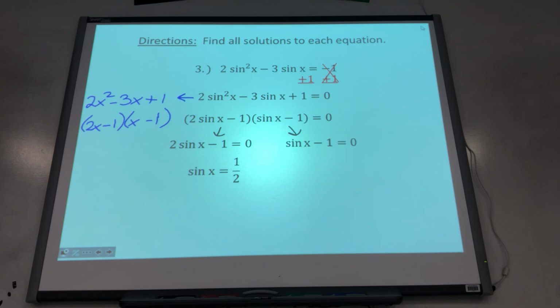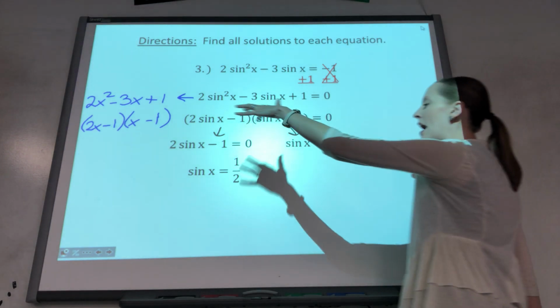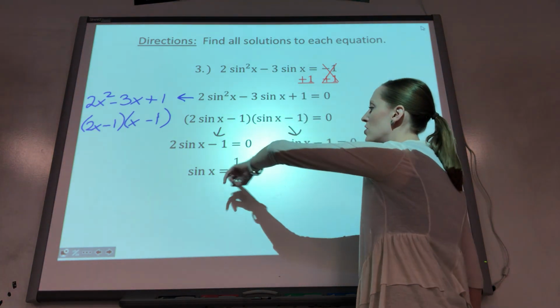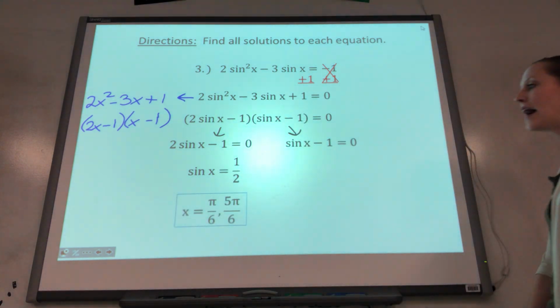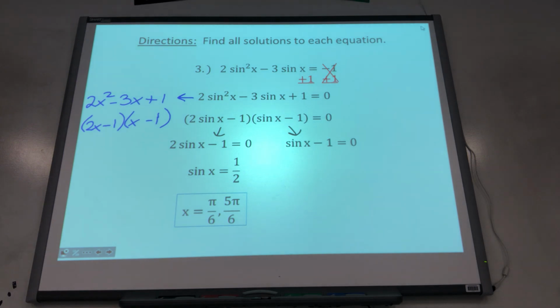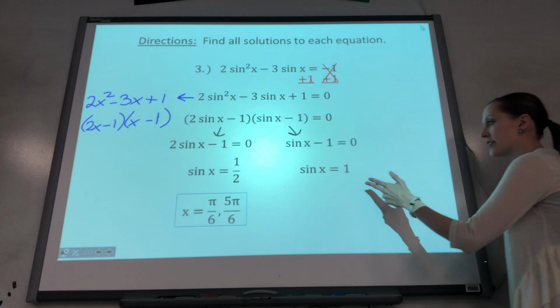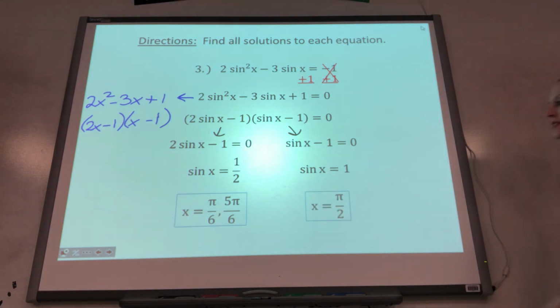And I can look at handy dandy to figure out the rest of that. Under the sine row, you're looking for where sine is 1/2. And that would be at pi over 6 and 5 pi over 6. On the other side, you're looking for where sine is 1, and that is just pi over 2.